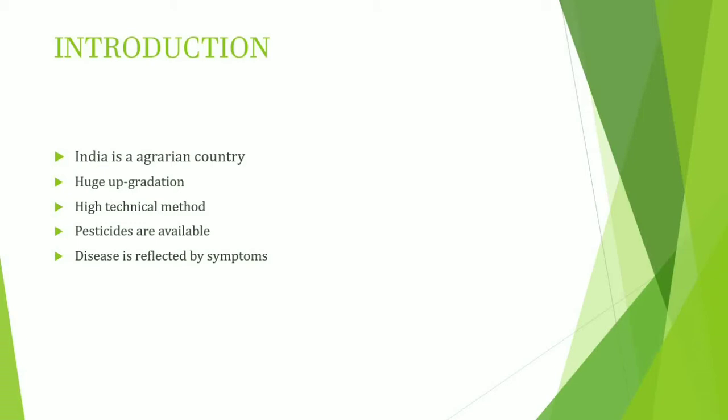To get the optimum yield, the crop should be healthy. Therefore, a high technical method is needed for periodic monitoring of the crop. Crop disease is a major factor which indirectly influences the reduction of both quality and quantity of agriculture products.